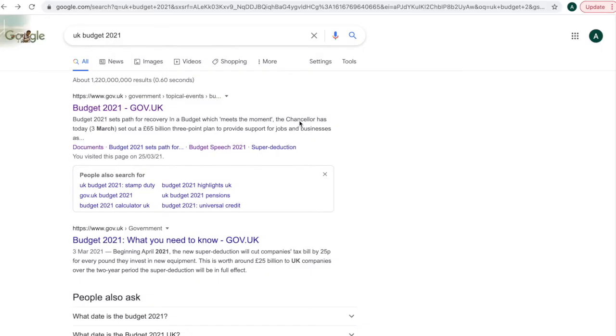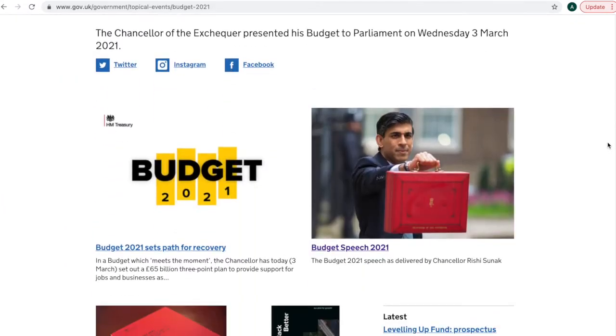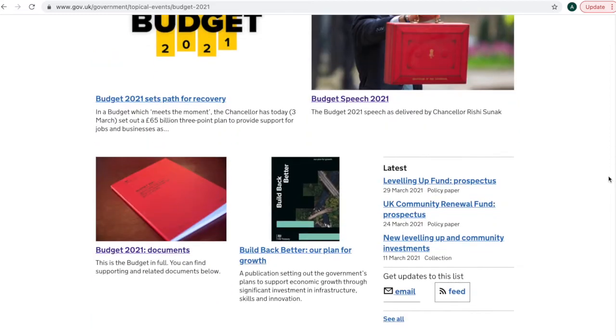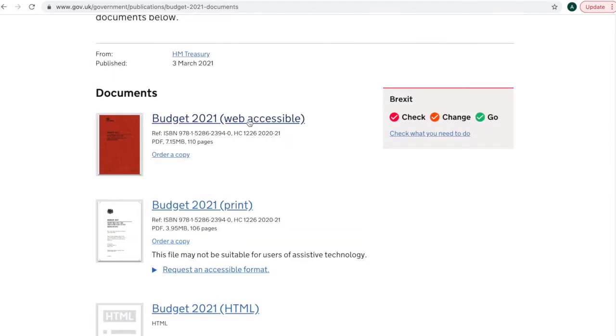So what are our tax pounds actually spent on? It's very important guys, everyone knows about the UK budget. How you go about doing that is you type in UK budget and the year into Google, click the first link. Who sets the budget is the Chancellor of the current time. At this current time it is Chancellor Rishi Sunak. You click documents, web accessible version.